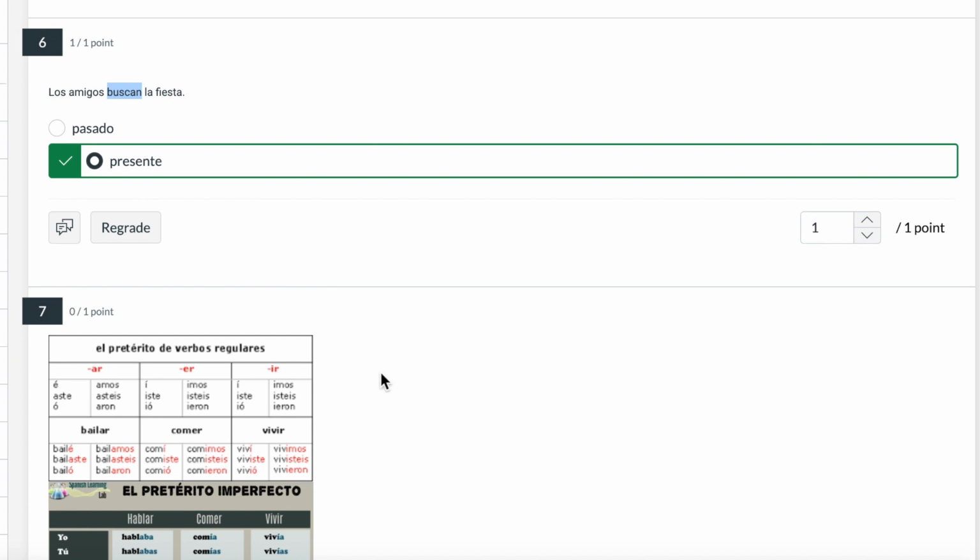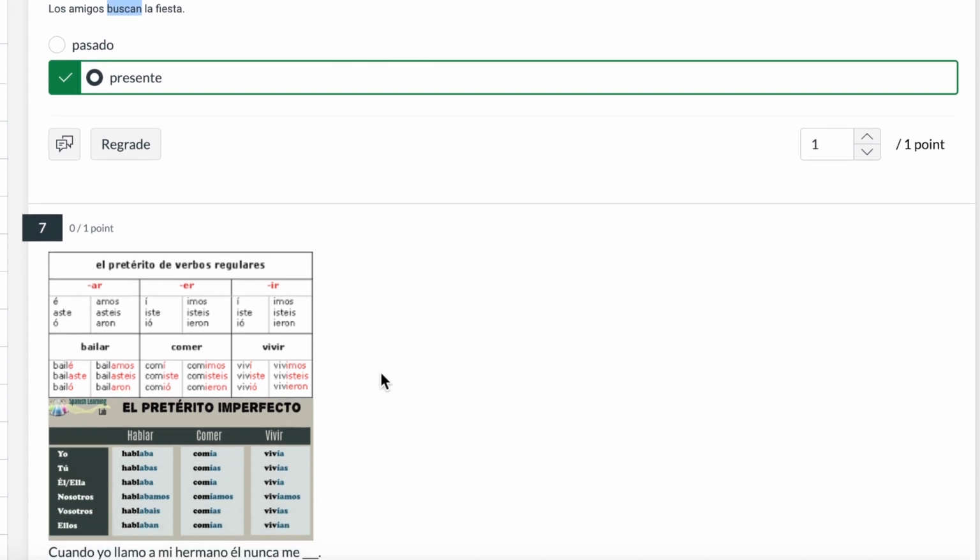So how do we know? Two ways. One, we look at the chart, or two, there is nothing that has an -an ending. There's an N, but it's -aron and -ieron, or -aban and -ían, and this is none of those, so it has to be present tense.